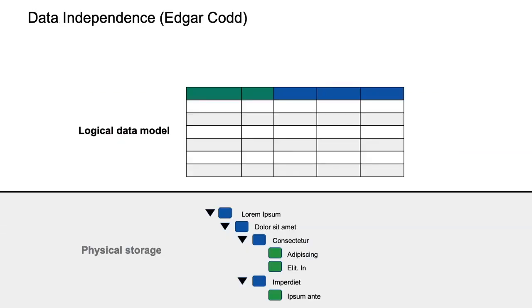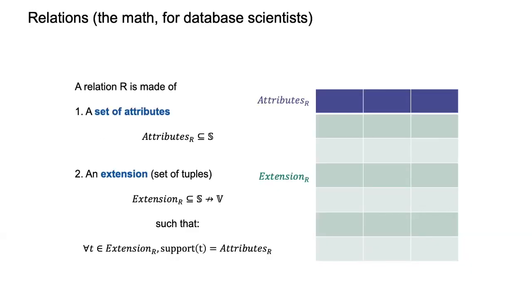So this is the principle of data independence, that you have a logical data model, the relational table, and then hidden from you, it's actually stored on disk, and now you know it's stored in chunks of 1 gigabyte with pages in the chunks and so on. Okay.